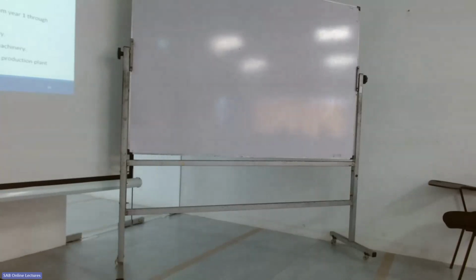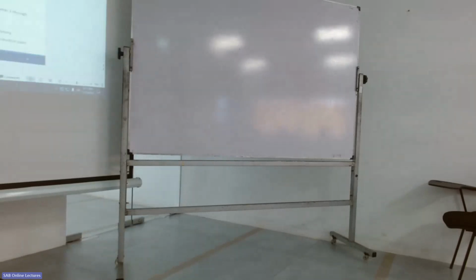So 750 is the residual value. The machine now has depreciated totally. So therefore this 750,000 is a profit, and on that you have to pay tax. This is totally profit because the machine is totally depreciated. So the salvage or residual value is profit on this project, so you have to consider it as a profit and pay tax on it.